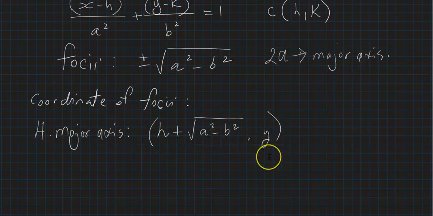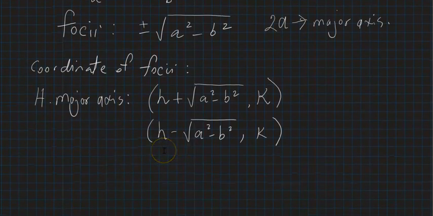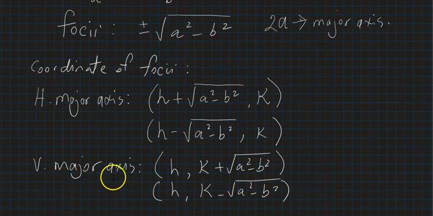The y value, in this case, should not be y, but that is actually k, right? So let me rewrite that as k. All right, the next coordinate will be h minus the square root of a squared minus b squared, comma k. If it turns out that it is a vertical major axis, what happens is that the h value stays the same, but you add that to the k value, which is the y coordinate of the center. It's going to look like this. So here it is for the vertical major axis.